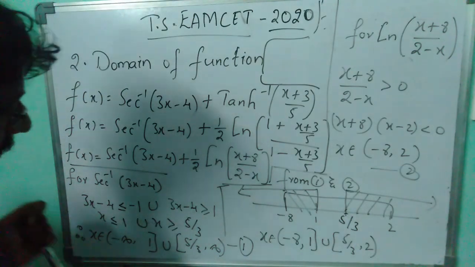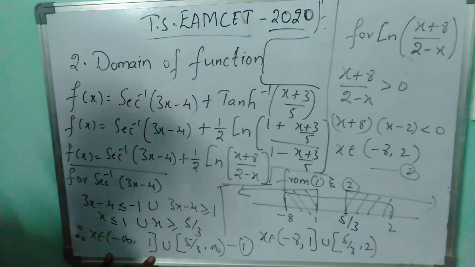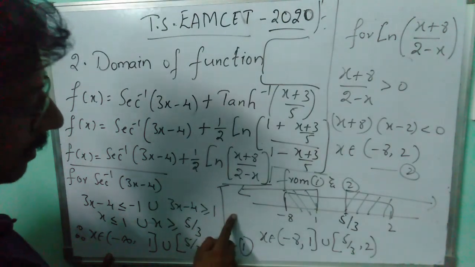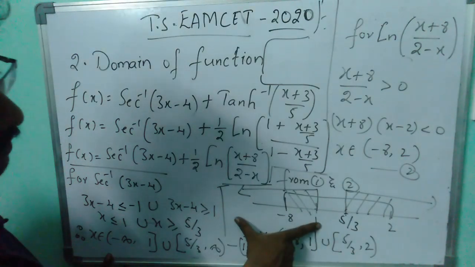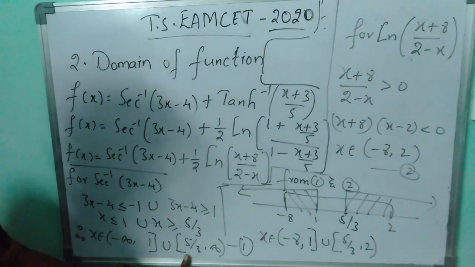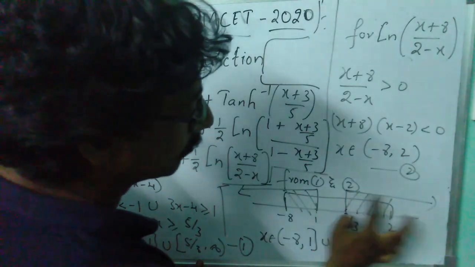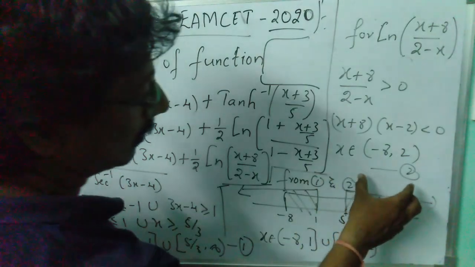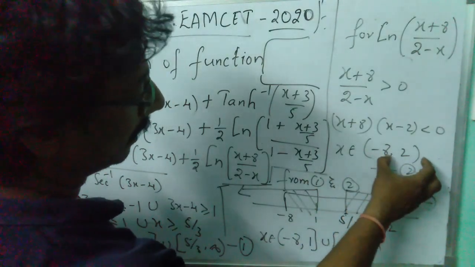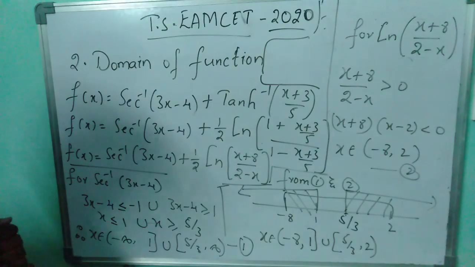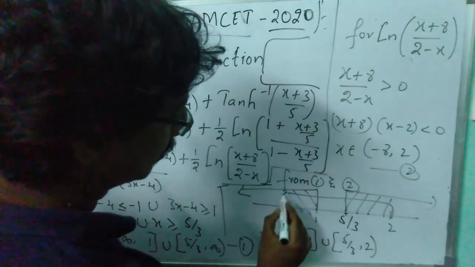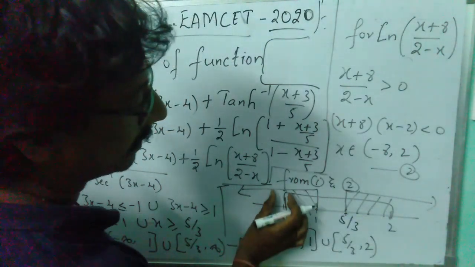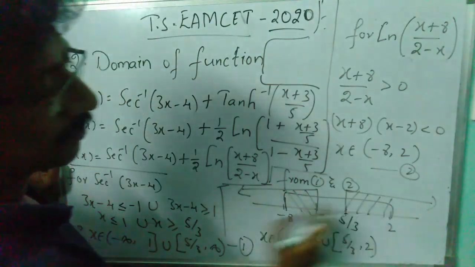Now what I am doing is, here minus infinity to 1. See, minus infinity up to that 1. Next one, 5 by 3 to infinity. See, 5 by 3 and it moves towards plus infinity. So what is the meaning of this? Minus 8 to 2 means that it is bounded within here, starting from minus 8 up to 2 is enclosed.